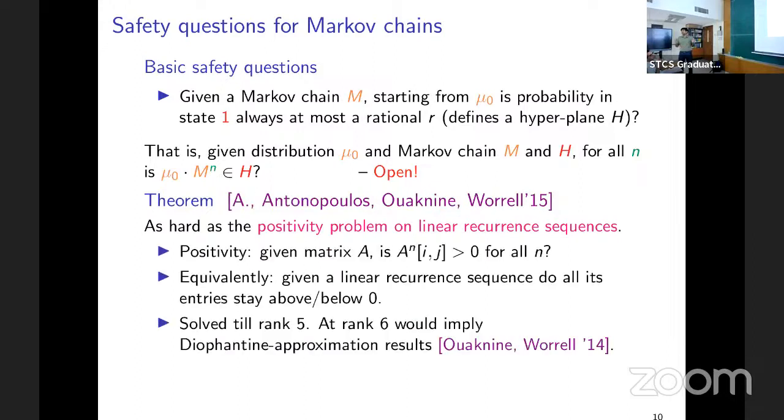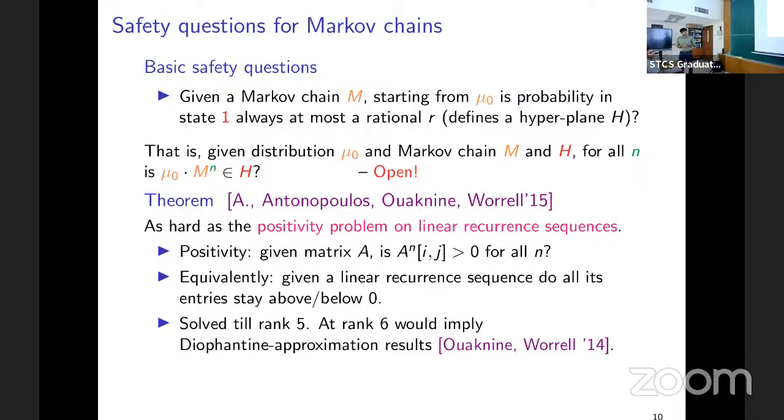And what is this problem? Just so that others are not lost, there are two or three people who know what this is, right? The positivity problem: there is one framework where one statement of it says that, given a matrix A, is (A^n)_ij greater than 0 for all n?